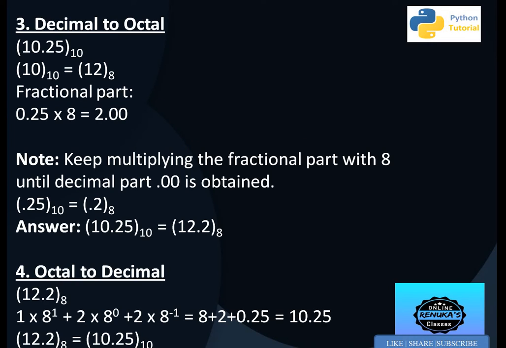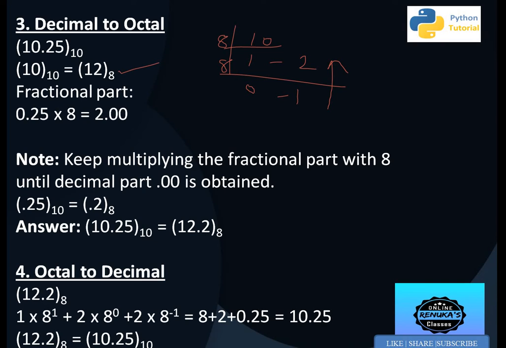Next is decimal to octal. Suppose we want to convert the same number, 10.25, to octal. For the whole number part, we divide 10 by 8 as we discussed earlier in the video. The quotient is 1 and the remainder is 2. Again divide: the quotient is 0 and the remainder is 1. So the octal equivalent of 10 is 12.